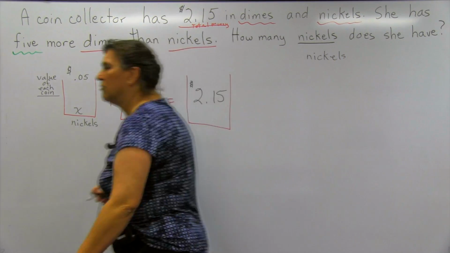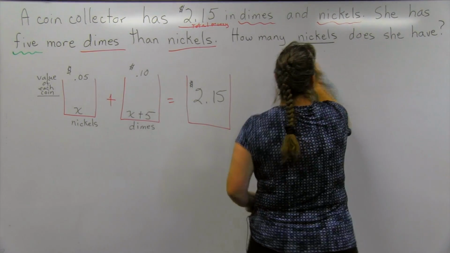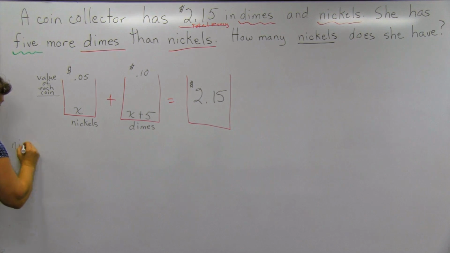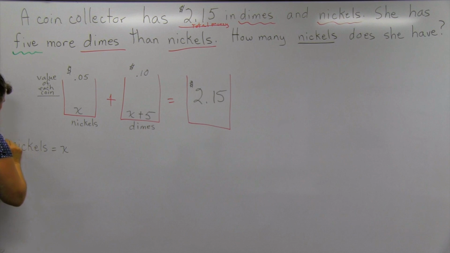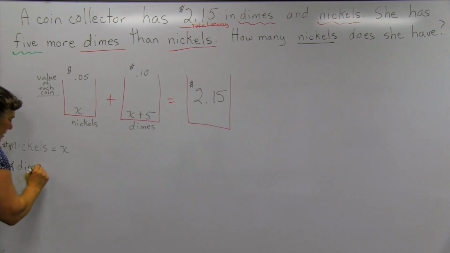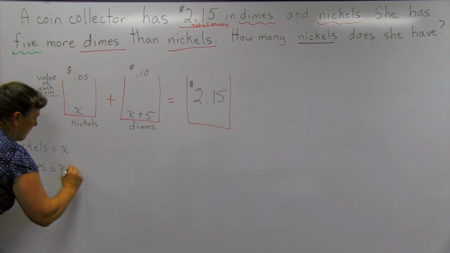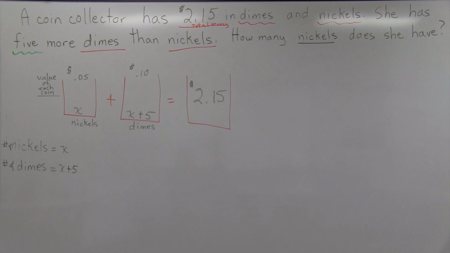Oh, I know. I'll write it underneath. I like that better because I may need that room for my equation. So we're going to write nickels under here, just to make sure we really know what it represents, is equal to X, and it's the number of nickels. And the number of dimes is our other one, and it is equal to my X plus 5. So now we know for sure what each one represents. Now we're ready for that equation.